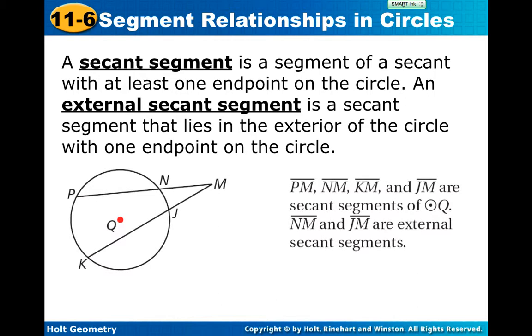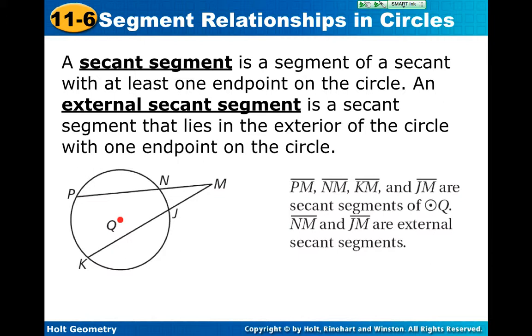A secant, if you recall from our first day in this chapter, is a line that goes through the circle at 2 points. I didn't completely draw the whole line, I just made it go through the circle and stop, because a secant segment is a segment of a secant with at least one endpoint on the circle. So secant segments would be like segment PM, or segment NM, or segment KM, segment JM. All of those are secant segments.